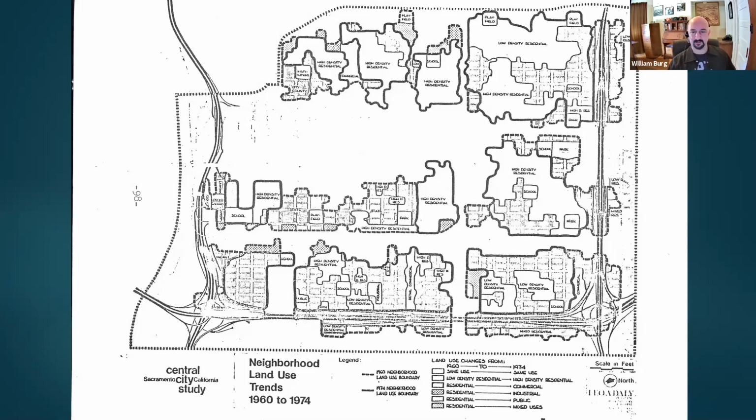And this is the neighborhood land use plan from the 60s. The assumption was that the bulldozers that had demolished the West End would keep going pretty much all the way to Alhambra Boulevard, and the neighborhoods would be replaced by high density residential. There would be a handful of low density residential areas where some of the architectural treasures of the city would be retained, but for the most part, it was all going away because nobody really wanted to live downtown.